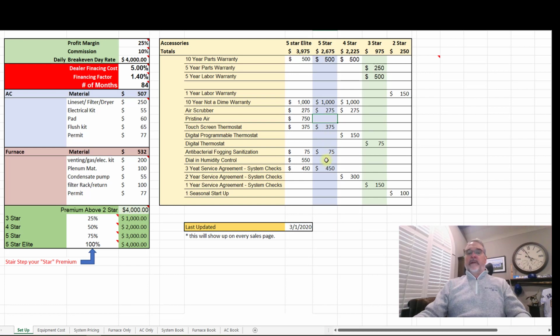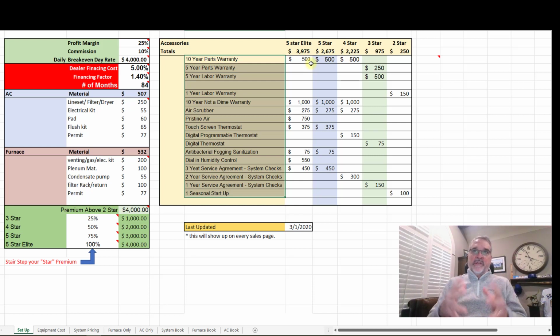Well, it doesn't have this, and it doesn't have this. The 4-star doesn't have this, this, this, this, or this. And the 3-star doesn't have this, or any of this, either. So we're getting it down to bare bones at the 2-star, where they just want a piece of equipment, but they don't want any of the accessories. So here are the accessories that go with it. That's how we built this program so that everything is done on one setup page. We don't have to go flipping back, and it's easy to change everything.